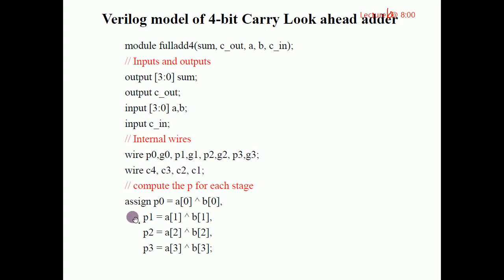First we'll write the code for generating propagate. The propagate expression, you already know, is an XOR operation of X and Y. Here it is A and B. A0 XORed with B0 will give you P0. A1 XORed with B1 will give you P1. Like that it proceeds. I have used assign only one time. You can use it 4 times or a single time. It does not make any difference. If you use assign 4 times, make sure that you use a semicolon to end each line expression.